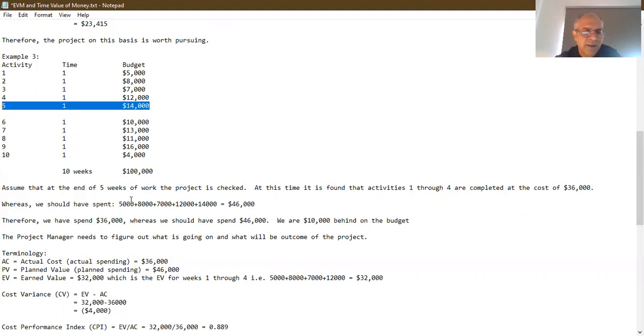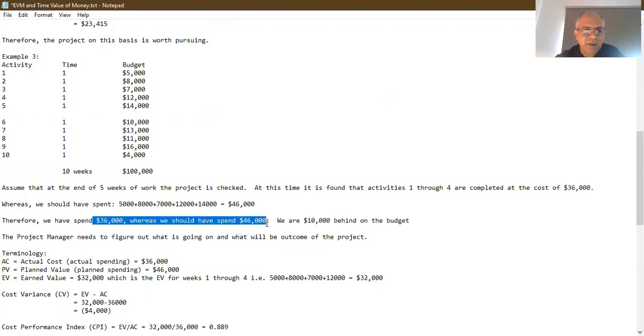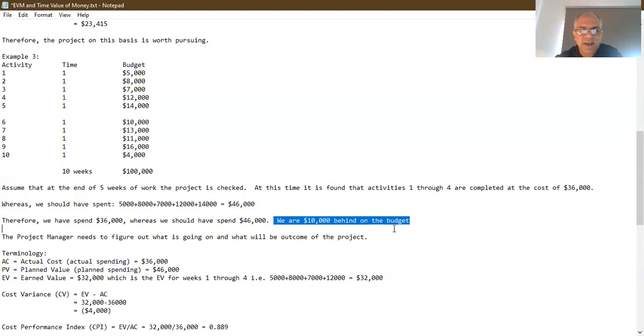So how much should I have actually spent? As I said, my plan was that by the end of week 5, all of these 5 activities should have been completed. And how much should I have spent by then? I should have spent the cost of these 5 activities, the 5,000 plus the 8,000 plus the 7,000 plus the 12,000 plus the 14,000. So I should have spent $46,000 by the end of week 5, where I have only spent $36,000. So 46,000 minus 36,000 tells me that I am 10,000 behind budget. I should have spent 10,000 more.